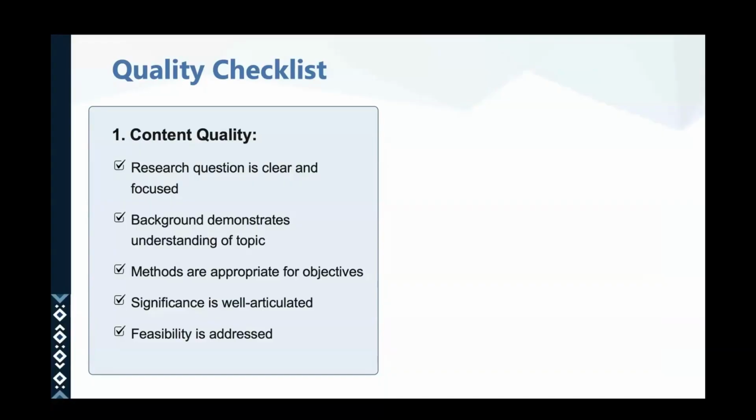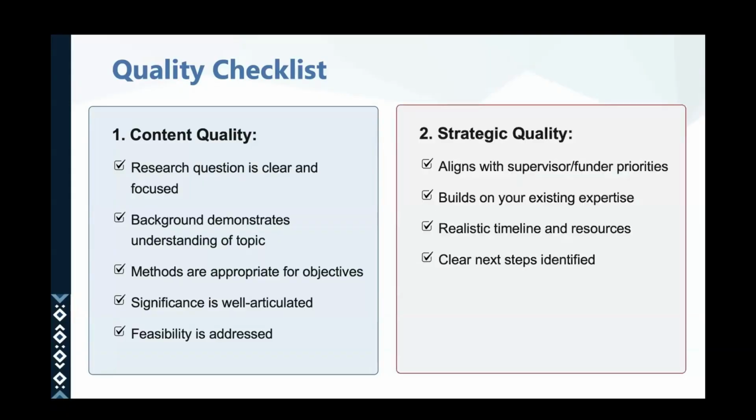Are the methods appropriate for the objectives? So the research question or the objectives would be matched very well to the methods. And we saw this in the module on translating research questions and objectives into study design. And the significance level, you have to articulate that very well. And you also have to demonstrate that this is quite feasible. So when you write your concept, check if each of these is answered.